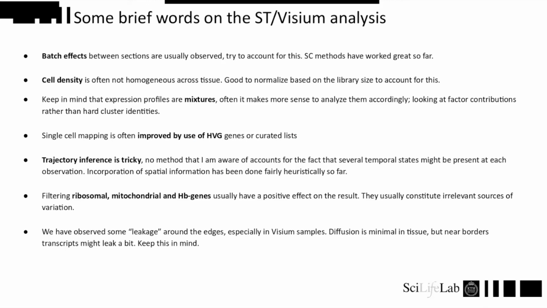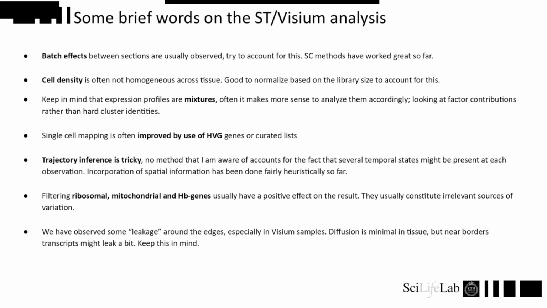And then it's also good to remember that the cell density is often not really homogeneous across the tissue. So it's good sometimes to normalize your data based on the library size to account for this. And most normalization methods already do this, but it's just something that's good to keep in the back of your head. And like we've discussed for some of these methods, and that is applicable to ST and Visium, the expression profiles are actually mixtures. And sometimes it makes more sense to analyze them accordingly, looking at factor contributions perhaps rather than hard clusters. You could of course do hard clustering, but just keep in mind then that your cluster might not really be a cell type.